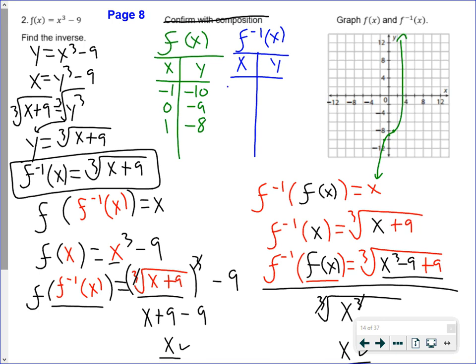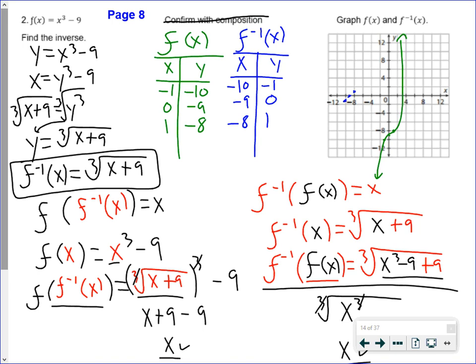So -1, -10 becomes -10, -1. 0, -9 becomes -9, 0. And 1, -8 becomes -8, 1. We're going to go ahead and plot these points. So we have -10, -1, -9, 0, and -8, 1. So remember, the shape of the inverse function is going to be very similar to the shape of the regular function. It's just going to be mirrored.